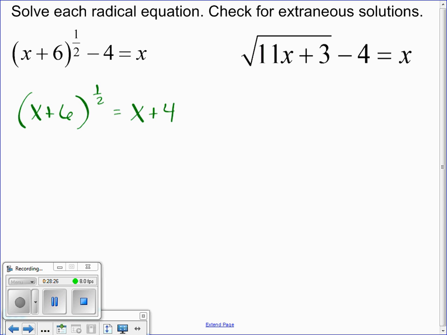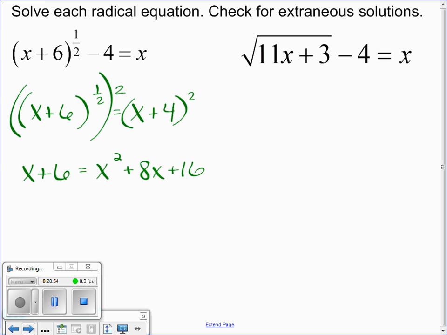What do I do to this? Square both sides. The reciprocal of 1/2 is 2. Plus minus, yes or no? No, because that's the denominator of the reciprocal. It's 1. So we get x plus 6 equals x squared plus 8x plus 16. That would do it. What do you do next?